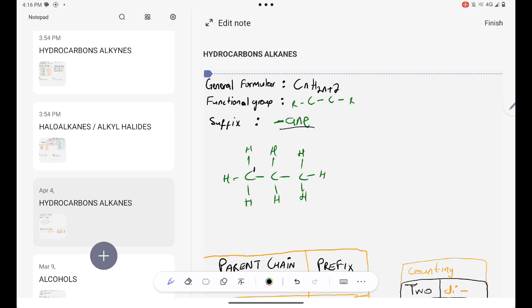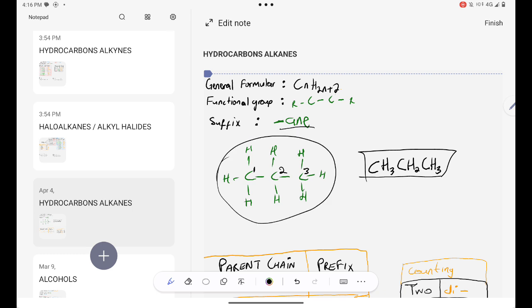Okay, this will be carbon number 1, carbon number 2, and 3. You can see that carbon number 1 has 3 hydrogens. Carbon number 2 has 2 hydrogens. Carbon number 3 also has 3 hydrogens. This is the condensed formula, guys. Are you together? We have taken this and we've written it in condensed form. Are you together?